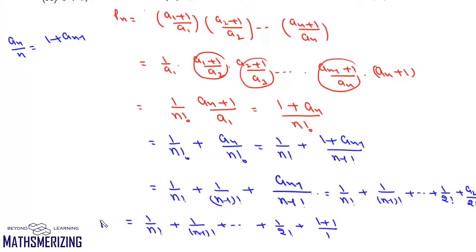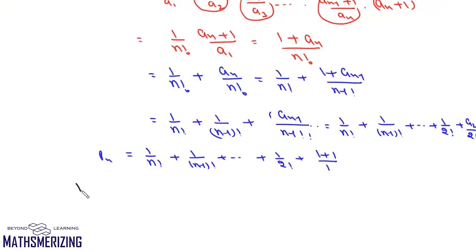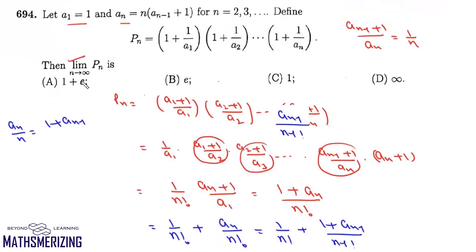So that's your Pn. Now we take this limit n tends to infinity of Pn, it will be 1 plus 1 upon factorial 1 plus 1 upon factorial 2, and this series goes all the way up to infinity. It is nothing but e. So the value of this limit n tends to infinity of Pn will be simply e, and that's your option B.